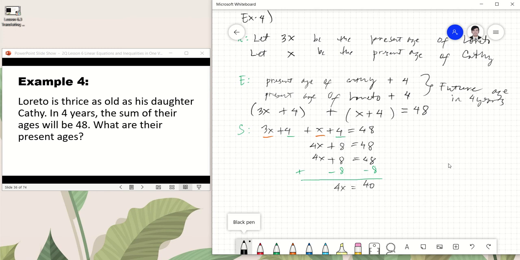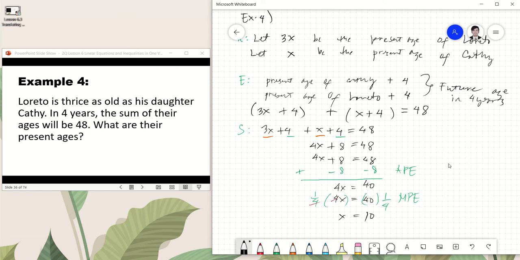So, next, yung coefficient ng ating x is 4 and kailangan maging 1 siya. So, we need to multiply its reciprocal. The reciprocal of 4 is 1/4. Whatever you do on the left, do on the right. That's MPE. By the way, this is APE. So, cancel out the 4. What will be left is x. Then 40 times 1/4 is 10.